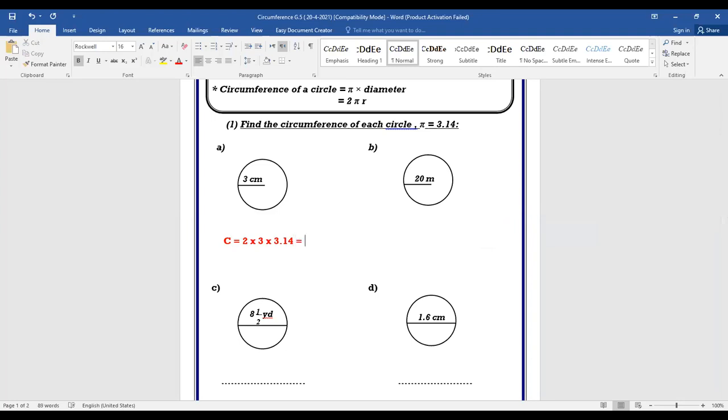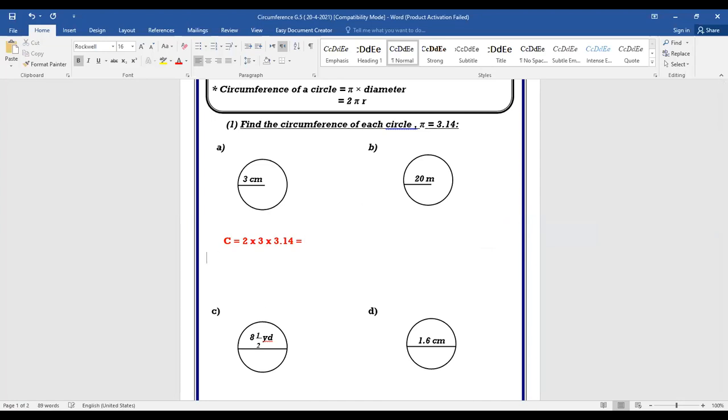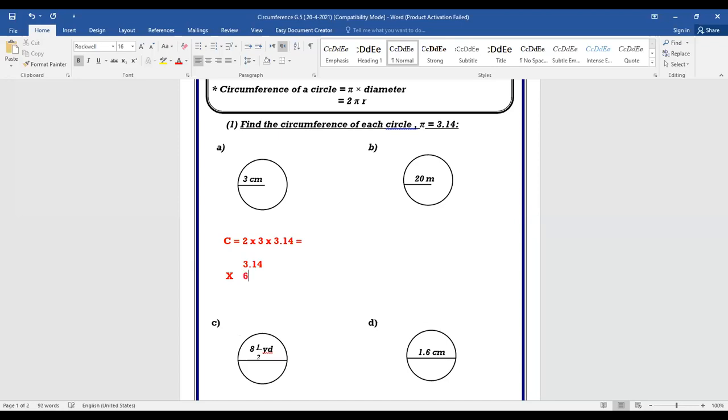Then multiply now. Yes, Amr, can you multiply with me? 2 multiplied by 3, Amr? 6. 2 multiplied by 3 is 6. And now we multiply 6 by 3.14. 3.14 multiplied by 6. Okay, normal multiplication.